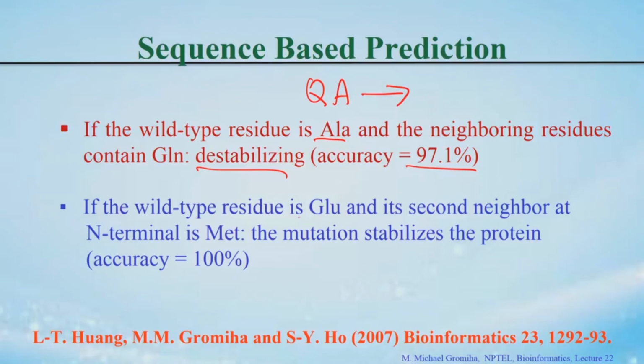Second condition, with the wild type residue glutamic acid, this mutated to other residues, and the second neighbor, this is the N terminal, this is the C terminal, second neighbor is this EM, then this will stabilize the protein, and we have a set of data. So, we could get an accuracy of 100%.